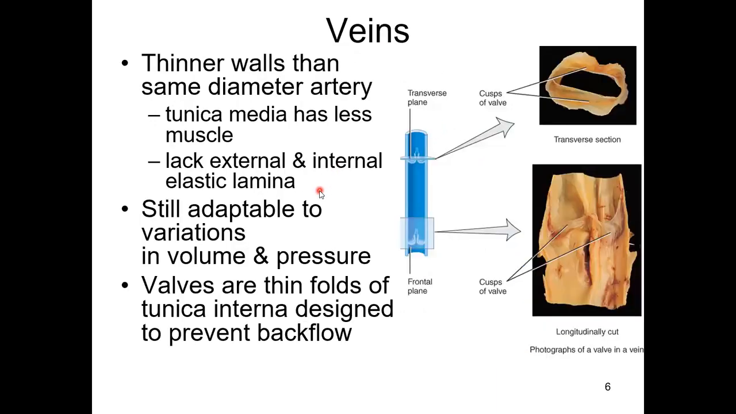Let's say a few words about veins. Veins have the same three tunics or tunica layers in their walls, except that the tunica media has a thinner, smooth muscle layer. In the lab, we will see an artery and vein coming from a tissue right next to each other, and it will be striking how much thinner the tunica media is in veins. The veins also don't have external or internal elastic lamina. They have elastic proteins scattered there, but they don't form a visually identifiable layer.